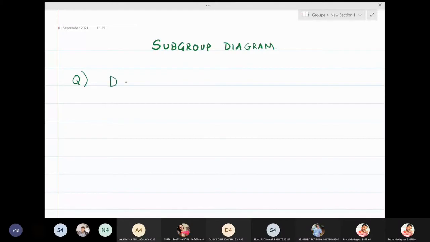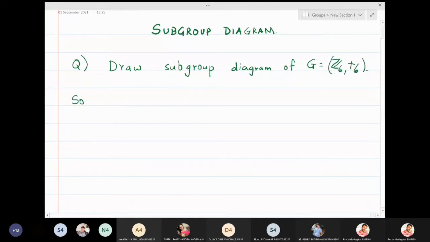Draw the subgroup diagram of Z6, the group G, which is Z6 with respect to addition modulo 6. Okay, so how will I draw the diagram? So first I know that Z6 has the following subgroups.